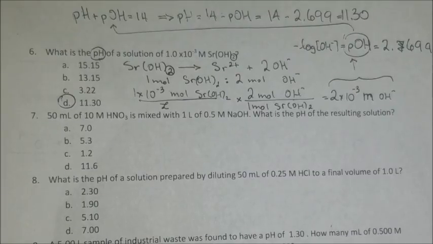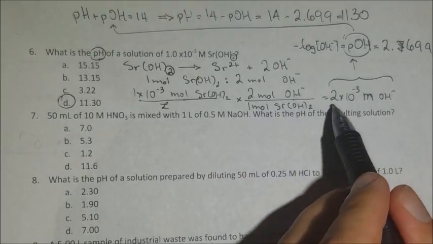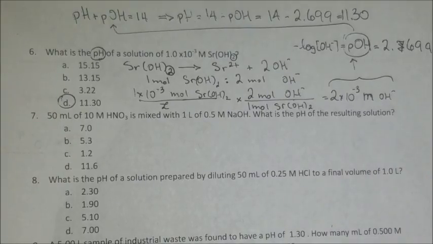You can also use the KW equation. I'm not going to go through it here, I'll leave that up to you. If you prefer using the KW equation, then you can just plug this number into the KW equation without needing to take the negative log of it. And then that will give you the hydronium concentration, and then you take the negative log of that, and that'll give you the pH. Both ways will give you the same answer. Doesn't matter which one you do.